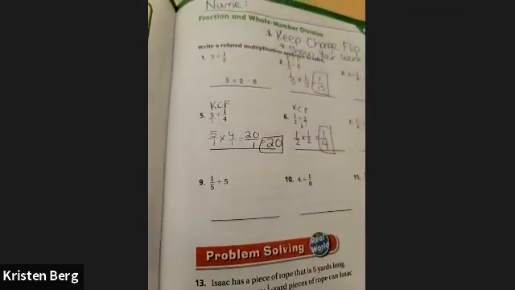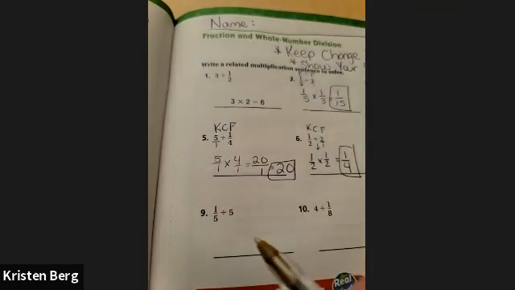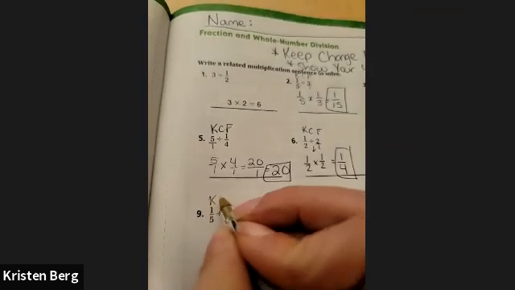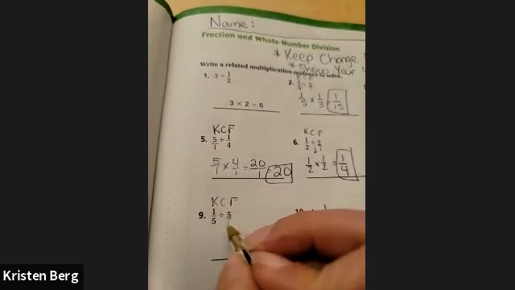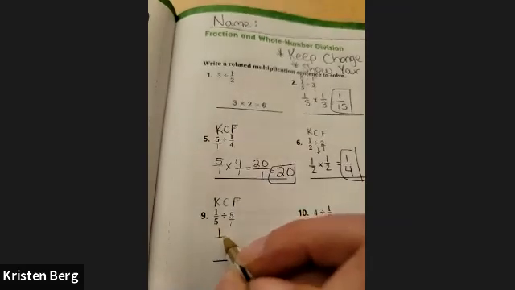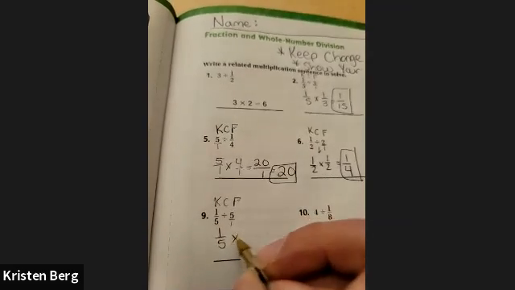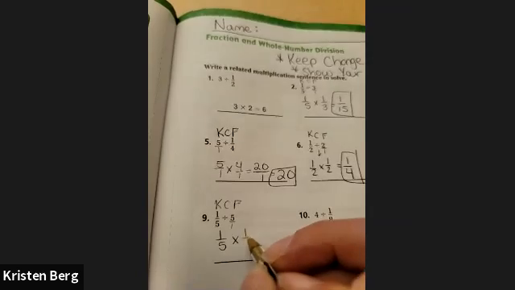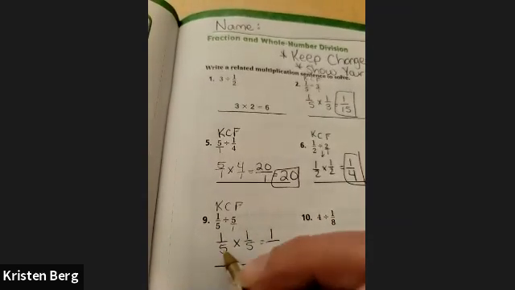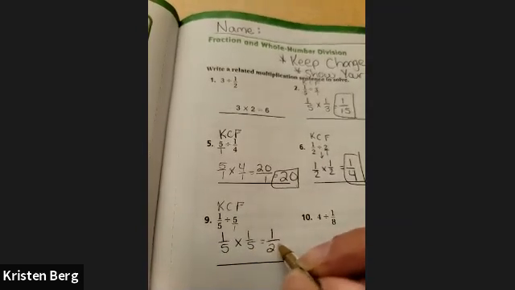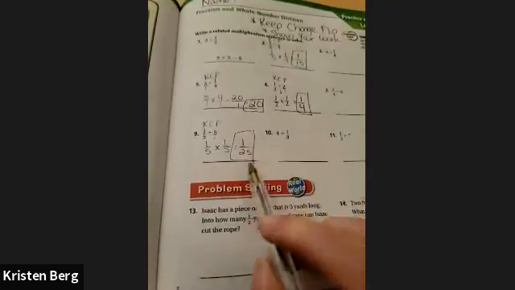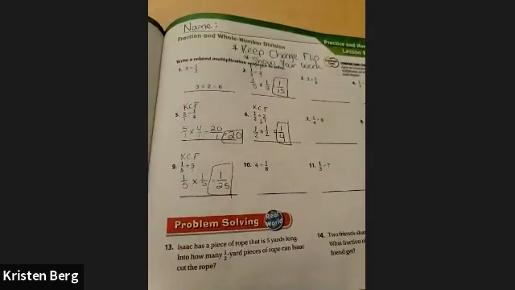And then here, I'm just going to do one more with you. Again, keep, change, and flip. I would make it into fraction formats, then keep the first one, change to a times, and then flip this one around to 1/5, which is 1 times 1 is 1 over 5 times 5 is 25. So that is what you are going to be doing as well.